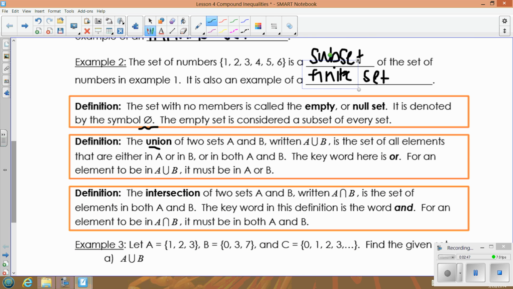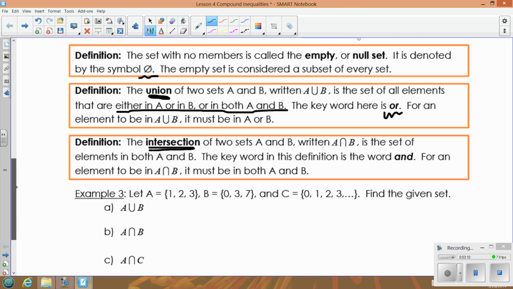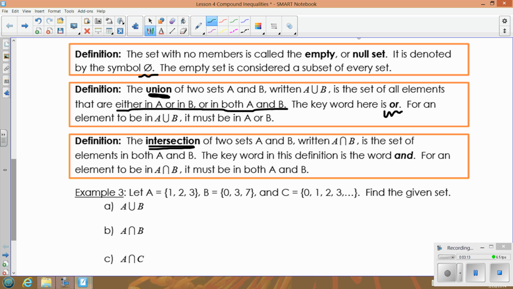Some other important words that we're going to use when we talk about inequalities. We're going to use the union of two sets, where the key word is going to be or. So A union B means all of the elements that are either in A or in B or in both. So it's everything. The intersection of two sets A and B means it's just the elements in both A and B. Think about the intersection in a road or intersection in a graph. It's where the points are in common. So it's all of the things that are in common in both sets. And the keyword for this is going to be and.